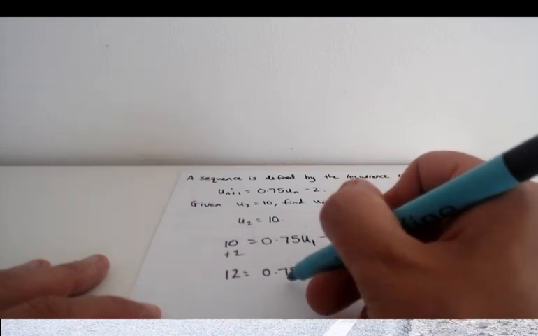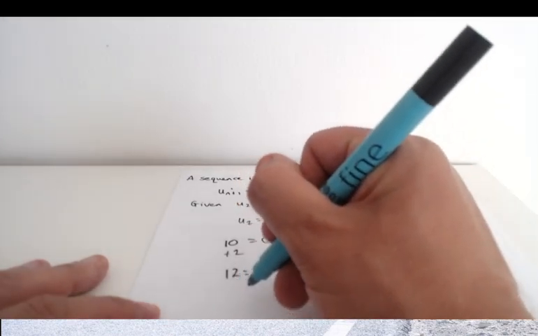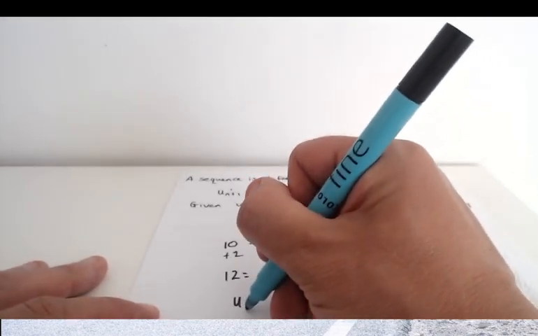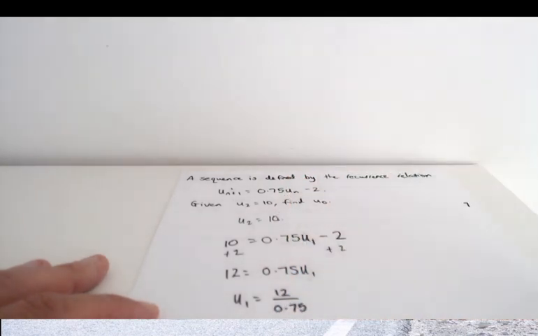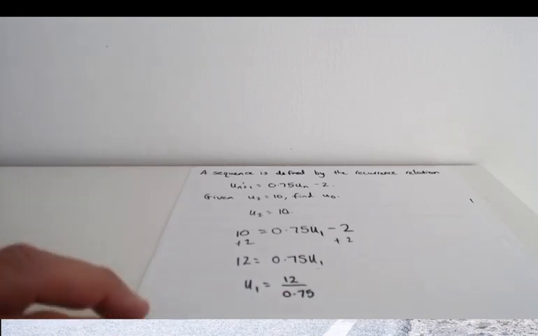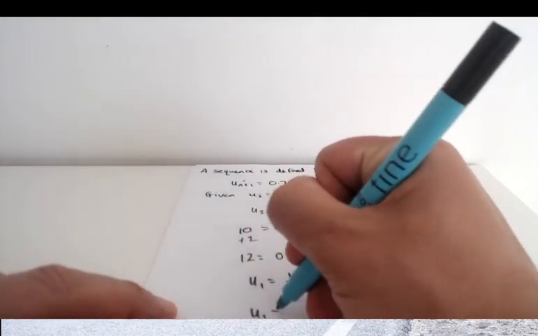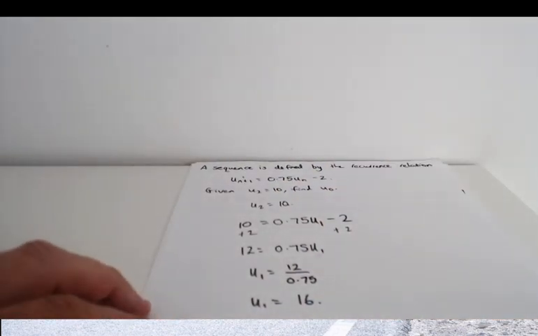And now I'm going to try and get the u1 by itself. So I need to get rid of the 0.75. It's multiplying. Take it to the other side. It's going to be dividing. I'm just going to switch this round as well. I'm going to put u1 equals, take the 0.75 to the other side, and I'm going to get 12 divided by 0.75, and that's going to give me an answer of 16. That's u1. The question wanted u0.